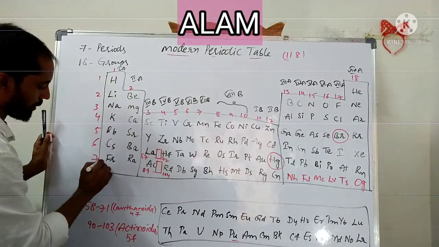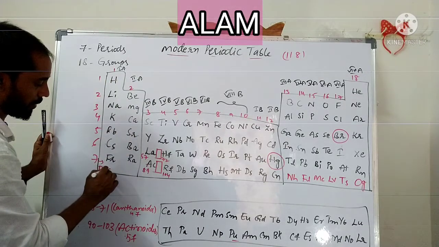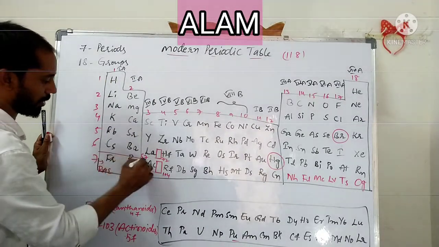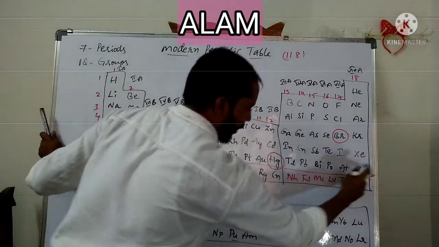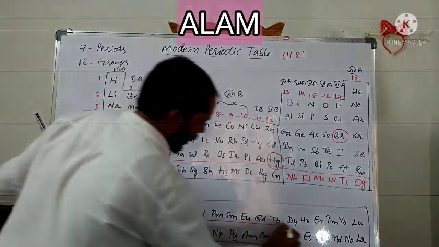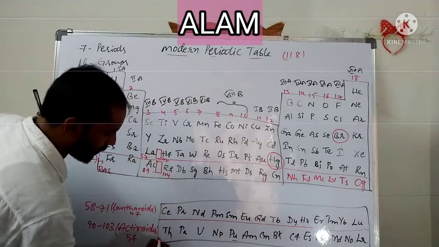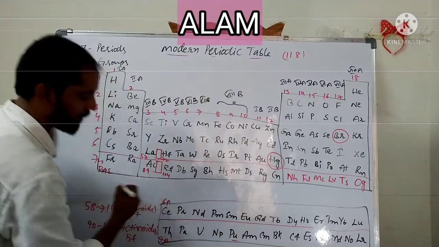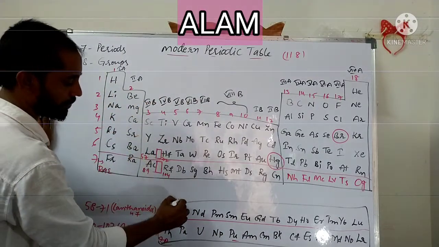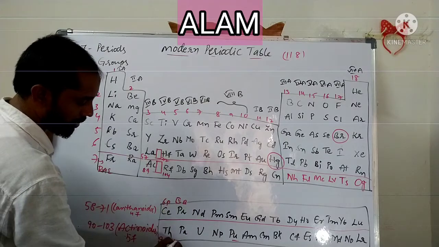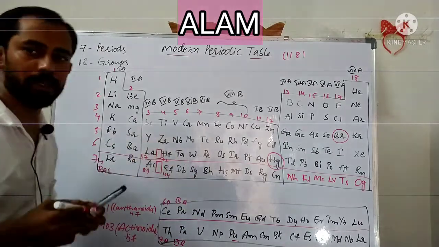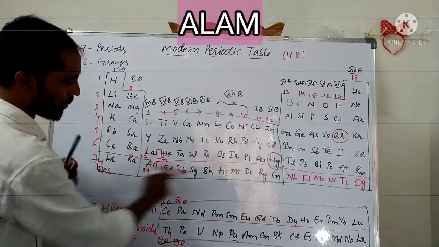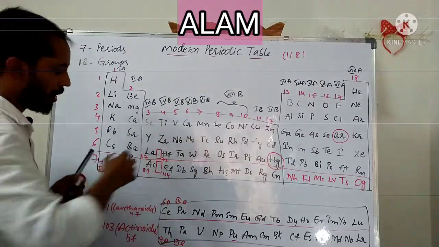Okay, all 7th period elements are radioactive elements. All 7th period elements are radioactive. Of course, the actinides also come under the 7th period. Lanthanides come under the 6th period, 6th period 3rd B. This one is 7th period 3rd B. So here all 7th period elements are radioactive elements.